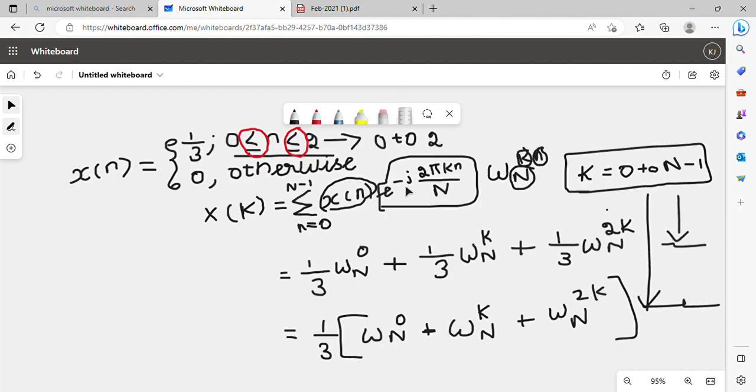Here you have substituted small n equal to 0, wherein k into 0 is 0. Here you have substituted small n equal to 1, where k remains the same because it is 1 into k, which is k. Here I substituted small n equal to 2, wherein 2 into k is 2k. And this is 1 by 3 because my x of n's very first value is 1 by 3; this is 0, so 0 is not considered at all. And this is my resultant. So now let us move on to another problem.